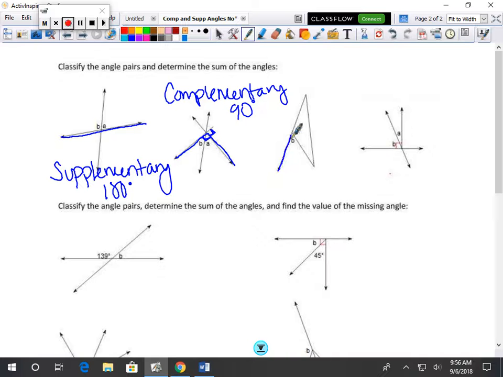For the next one here, this is a straight line, so these are supplementary, and that would be 180 degrees. And the last example in this section is a right angle here, and so that would be complementary, which would be 90 degrees.